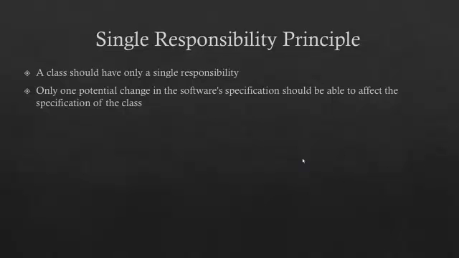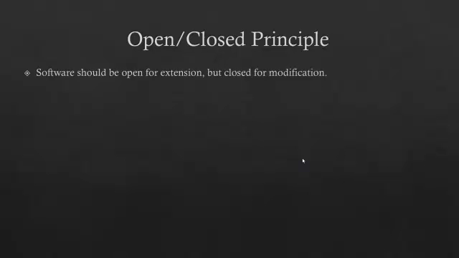Then the open-closed principle. Software should be open for extension, but closed to modification. This means that a class should not be changed once the software is delivered, once it's in a final version. You should not have to change the classes that are defined in this version. You should, however, be able to make modifications by extension. So that means that you can change a class by building an extension for the class. But the class and the software are closed for modification themselves.